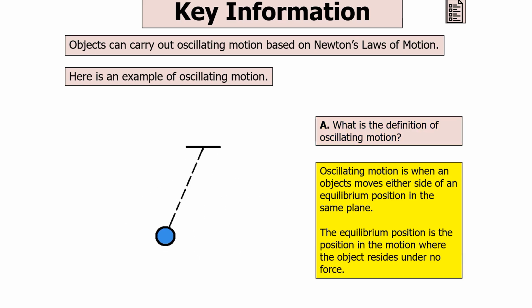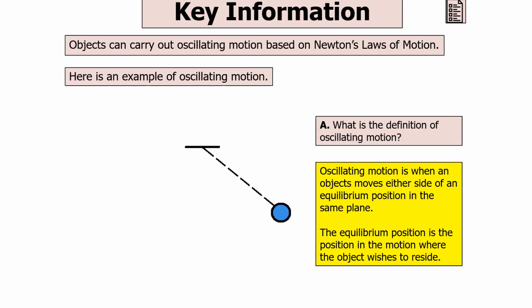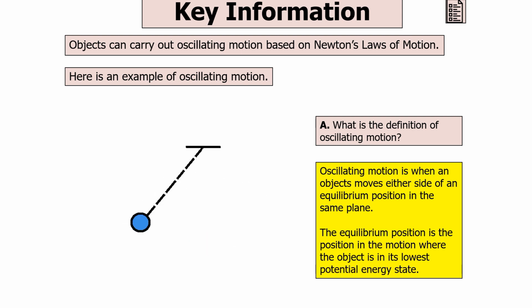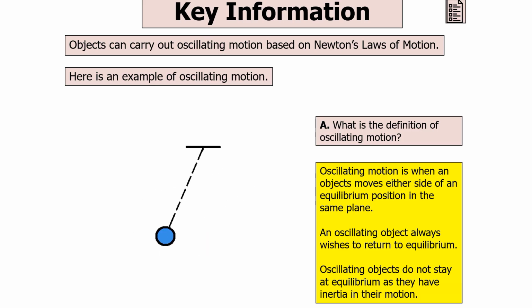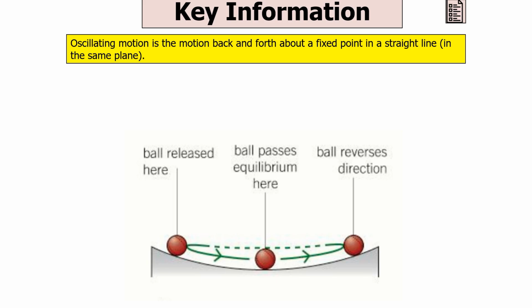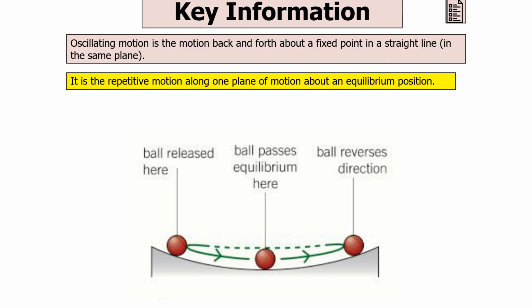The equilibrium position is the position in the motion where the object will reside under no force. It is the position where the object wishes to reside, because it is the position in the motion where the object is in its lowest potential energy state. Now, an oscillating object will always wish to return to equilibrium. As we know, oscillating objects do not stay at equilibrium because they have inertia in their motion. So oscillating motion is the motion back and forth about a fixed point in a straight line in the same plane. It is the repetitive motion along one plane of motion about an equilibrium position.